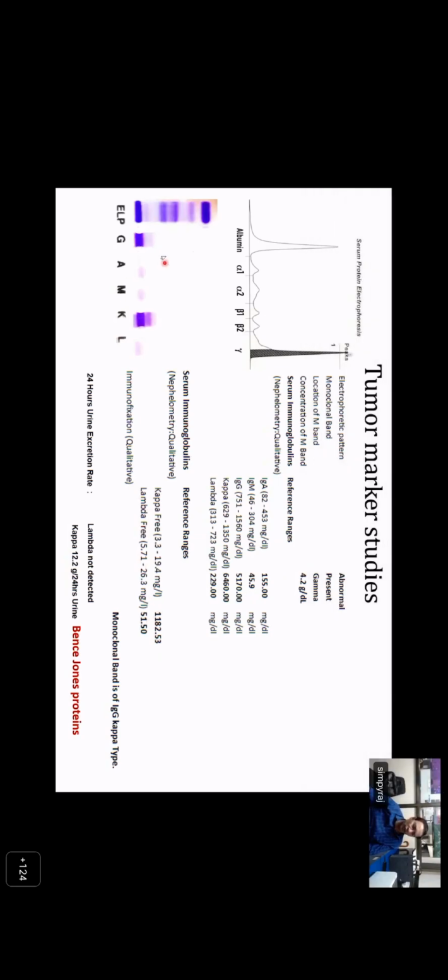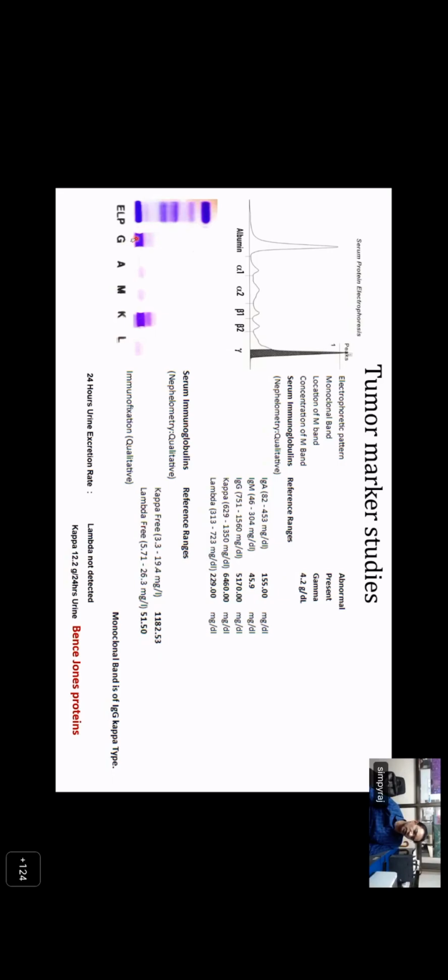And on immunofixation, this is the ladder where you can identify the proteins, and here you can see this is in the gamma region. So it indicates IgG, and it is precipitated with kappa antibodies. You can see the kappa antibody. So this is IgG kappa, and even the urine was done.